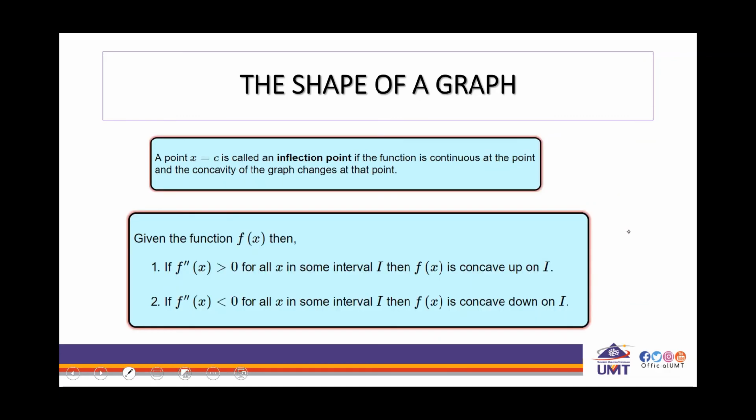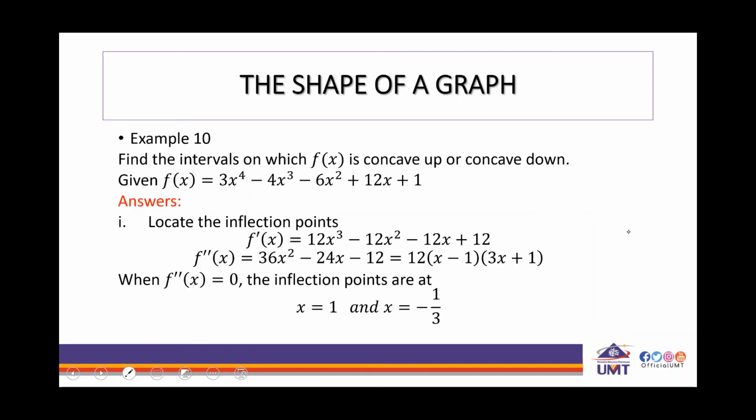Tangent line. Given the function f(x), if f double prime x, which means the second derivative, or two times of differentiation, is greater than 0 for all x in some interval I, then f(x) is concave up on I. If f double prime x is less than 0 for all x in some interval I, then f(x) is concave down on I.